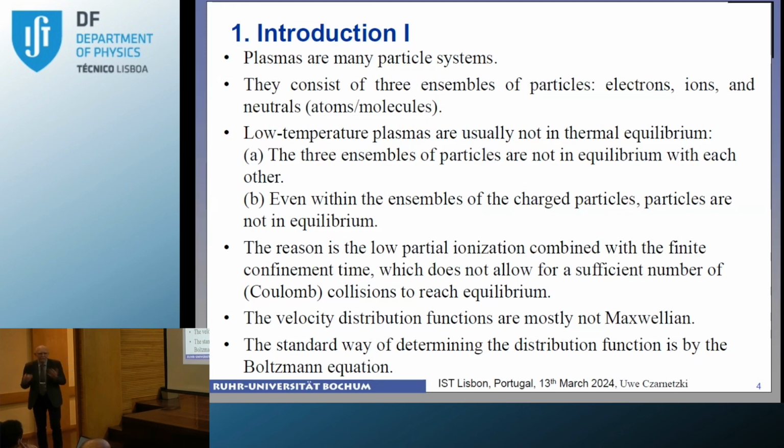The reason for this, in short terms, is that we have a low partial ionization degree, and this is combined with a very finite confinement time, and this does simply not allow for a sufficient number of Coulomb collisions which would be needed in order to reach equilibrium. So the velocity distribution functions are mostly not Maxwellian, although for demonstrations and often also in calculations people love to use Maxwellian distributions. I will even do the same thing later on, but generally they are not Maxwellian, and this is an important aspect. So we have to determine the distribution function, and the standard way is by using the Boltzmann equation.